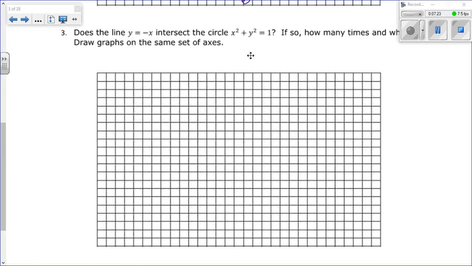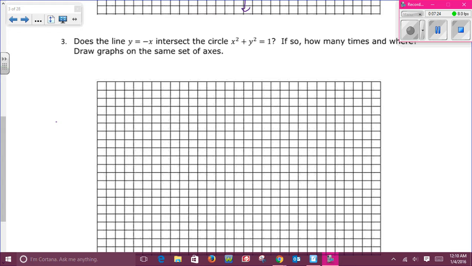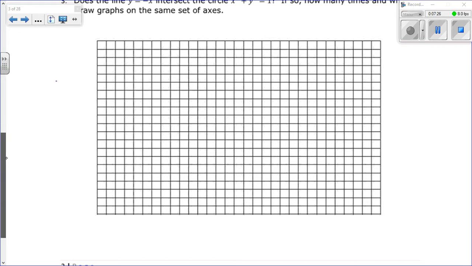Okay, hang on. Alright. So draw my axes in. That's my y-axis. This is my x-axis. And the line y equals -x is this diagonal here.